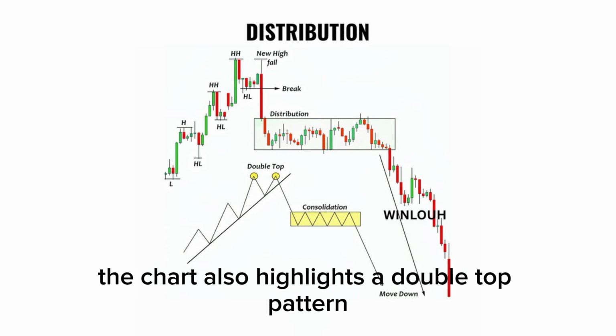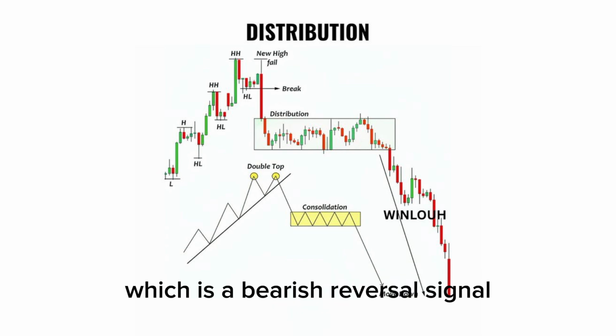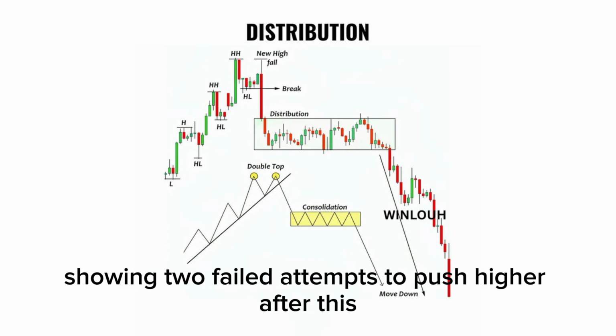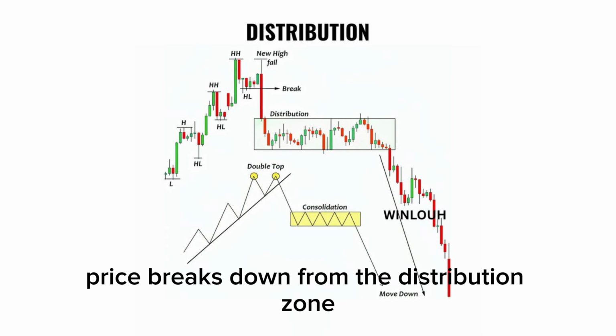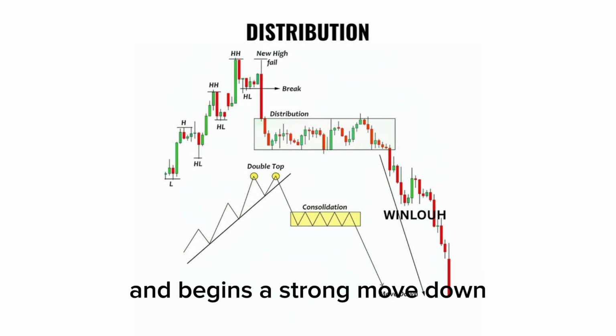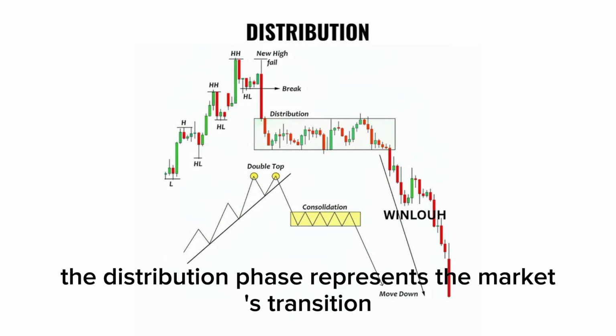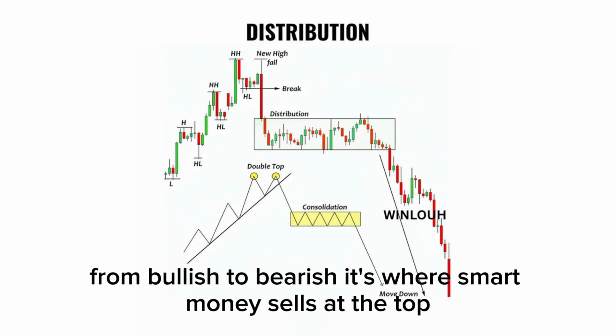The chart also highlights a double top pattern, which is a bearish reversal signal showing two failed attempts to push higher. After this, consolidation continues, but once sellers take control, price breaks down from the distribution zone and begins a strong move down. The distribution phase represents the market's transition from bullish to bearish.